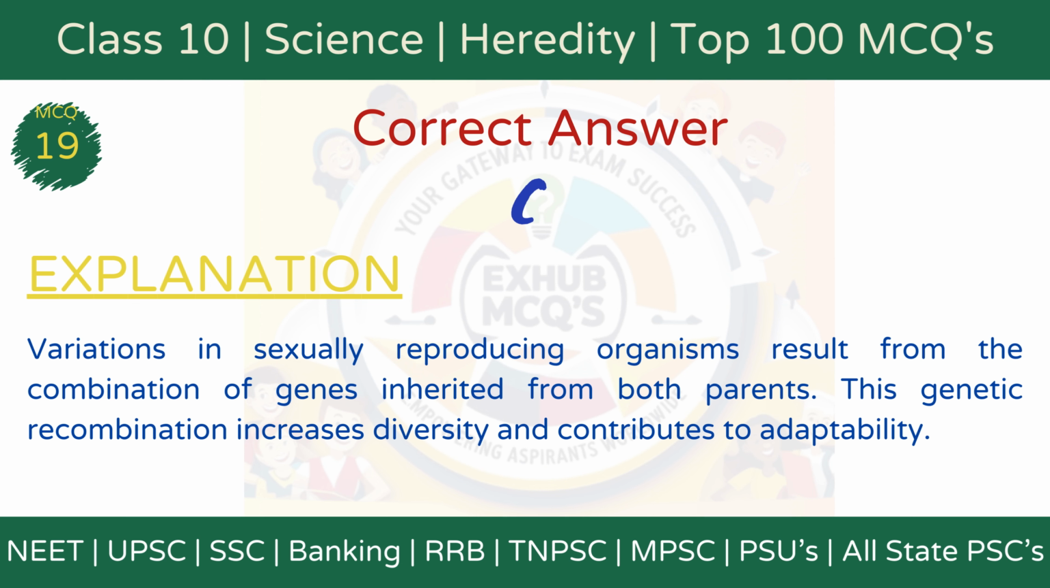The correct answer is option C, combination of genes. Explanation: variations in sexually reproducing organisms result from the combination of genes inherited from both parents. This genetic recombination increases diversity and contributes to adaptability.